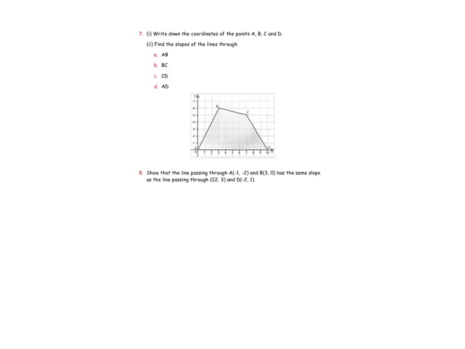Question 7 is a little bit different. It first asks you to write the coordinates of A, B, C and D. That should be really easy. The second thing it asks is to find the slopes of AB, BC, CD and AD. So just figure out what the slopes of all those lines are, making sure that the slope again is m is equal to y2 minus y1 over x2 minus x1.